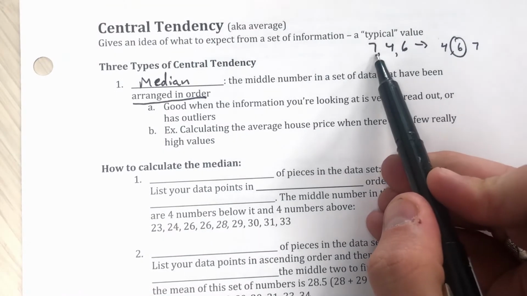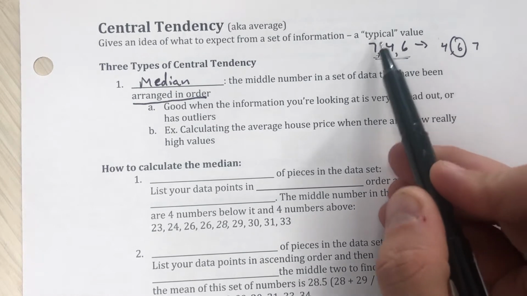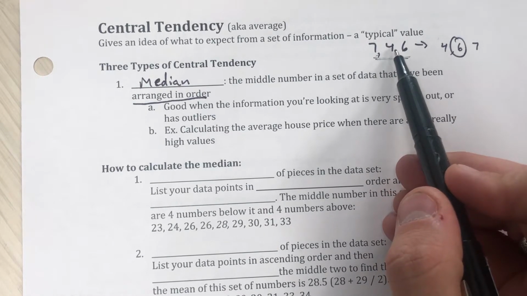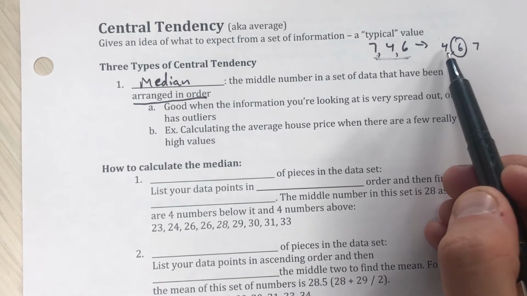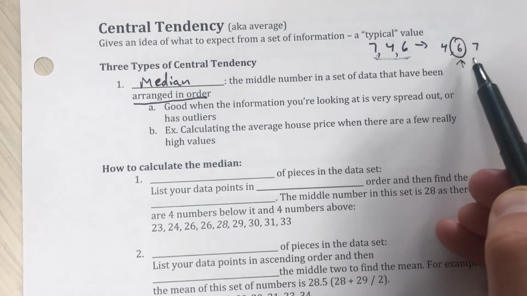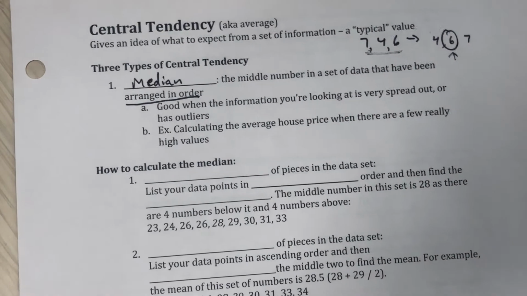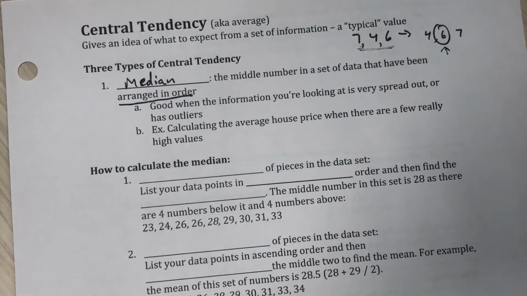If I looked at the original three pieces of information and you said, oh, 4 is the middle number, that's not the median though. It has to be arranged in ascending order. So 4, 6, 7, the middle value when there's an odd set of data. Where is the median useful? Well, it's really good when the information you're looking for is very spread out or has outliers.